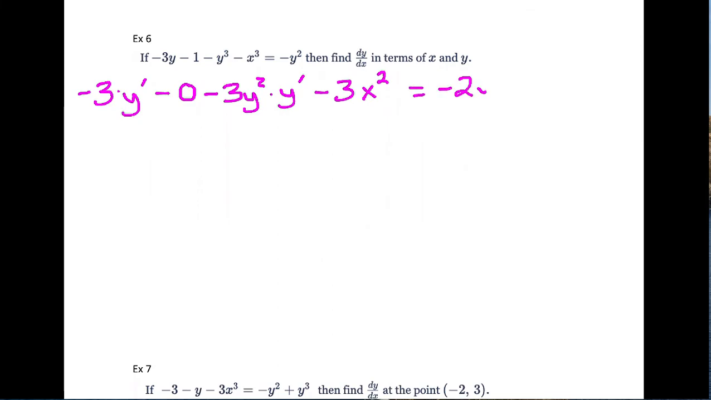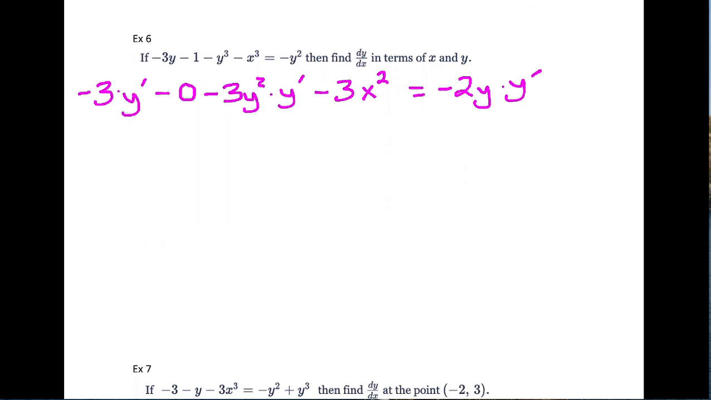So we're going to differentiate this. I'm going to differentiate that negative 3y. So this is negative 3 times y prime. Differentiate the 1, that's 0. You wouldn't have to write that, but I'm going to show you that I'm going to differentiate everything in here. Differentiate y cubed: 3y squared times y prime. Again, whenever I differentiate y, I'm going to have that y prime. Differentiate minus x cubed, so negative 3x squared. Differentiate y squared. I get negative 2y again, but then this is times y prime because I was differentiating y on that one.